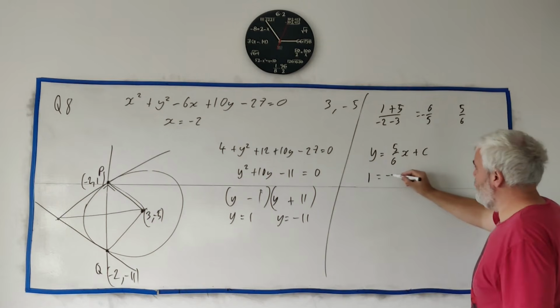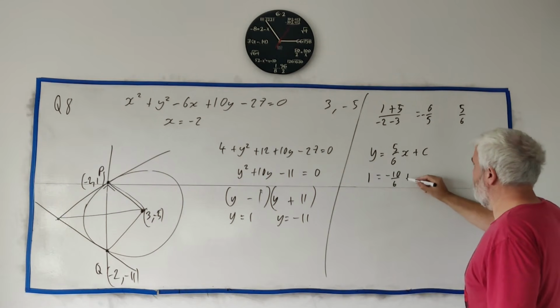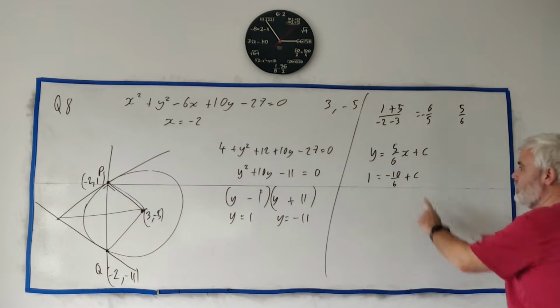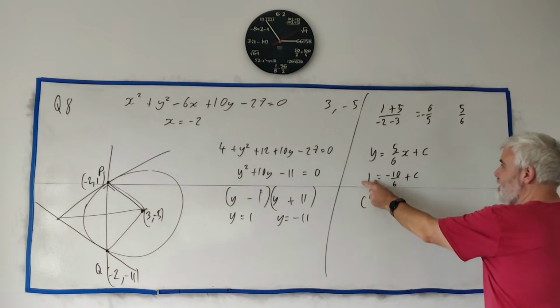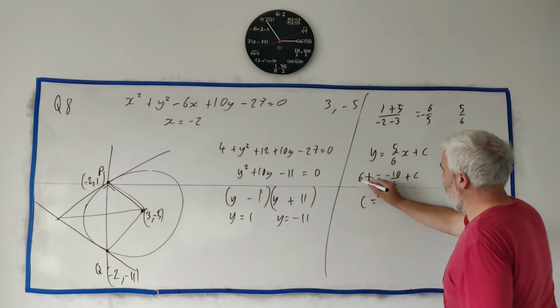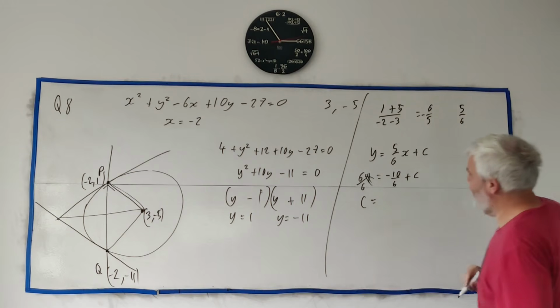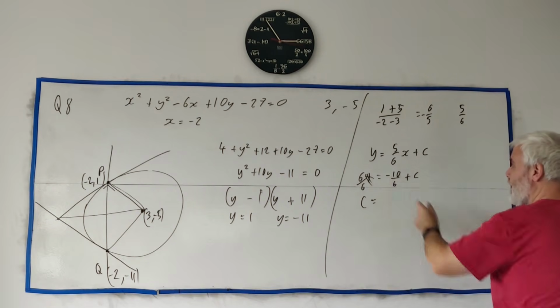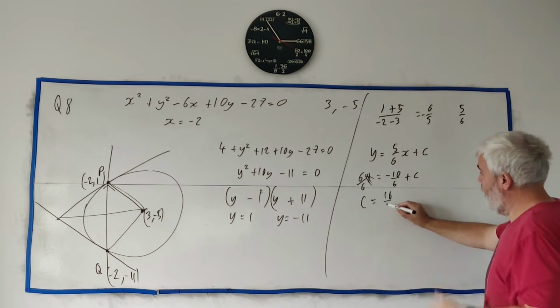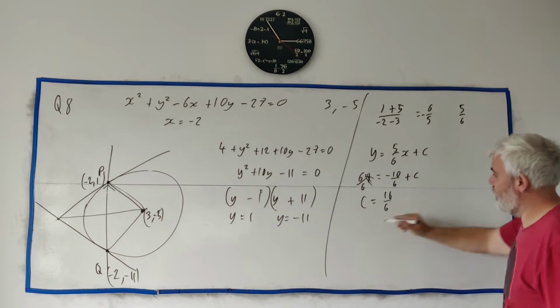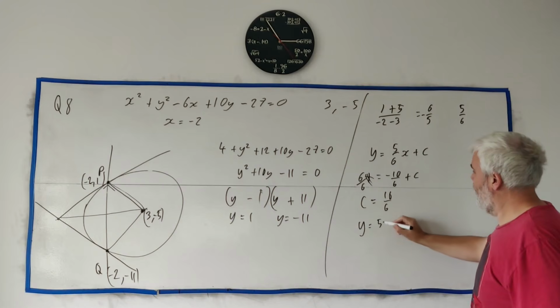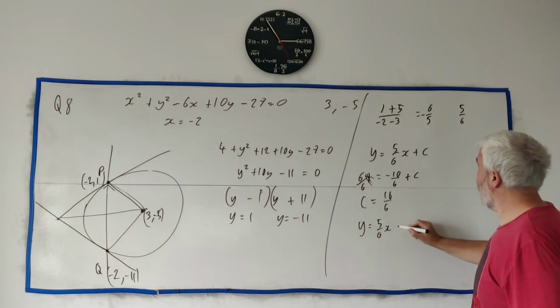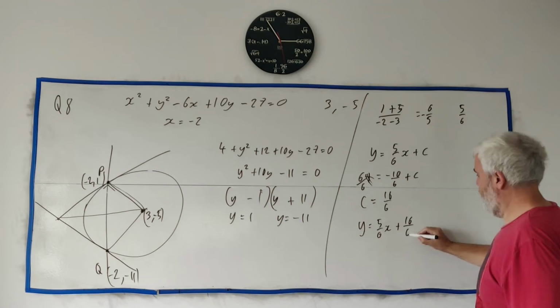5 times minus 2 is minus 10 over 6 plus c. Rearrange this, we get c is equal to 6 over 6, put it like that. Bring this over, we get a plus 6 plus 10 is 16 over 6. Write the equation again, we get y is equal to 5 over 6 x plus 16 over 6.